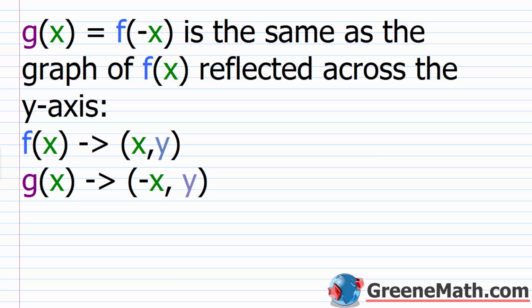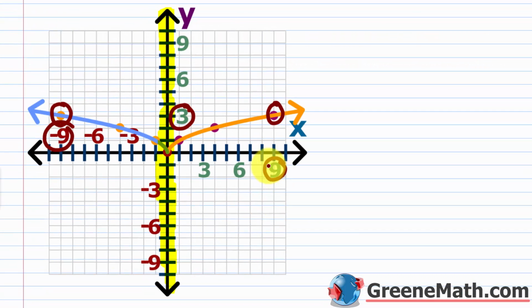Now, alternatively, if g of x is equal to f of negative x, so notice how this is inside now, this is the same as the graph of f of x reflected across the y-axis. So if you have f of x and there's a point on there, x comma y, well then for g of x, it's going to be negative x comma y. And again, we saw this right here, and I already showed you this. For this given y value of 3, you have this point here that is going to be 9 comma 3, and then you also have this point here, which is negative 9 comma 3. So for that given y value of 3, you have negative 9 and positive 9 as x values associated with that y value of 3.